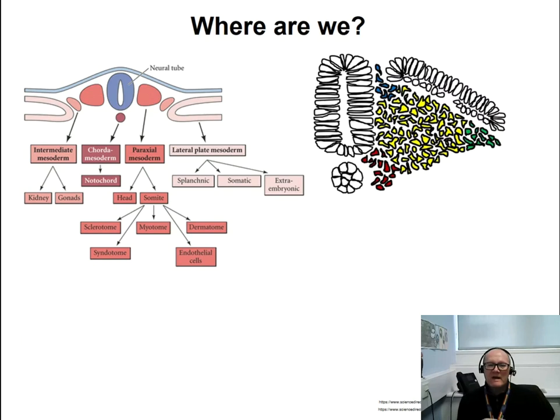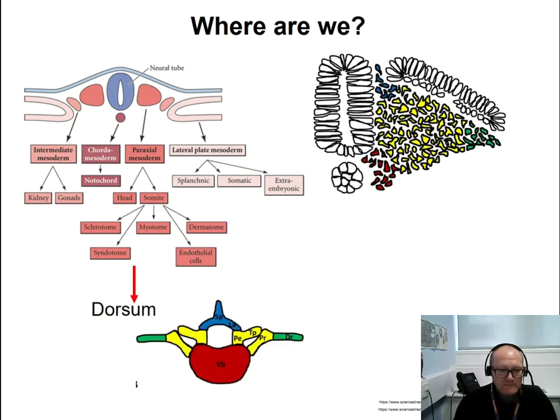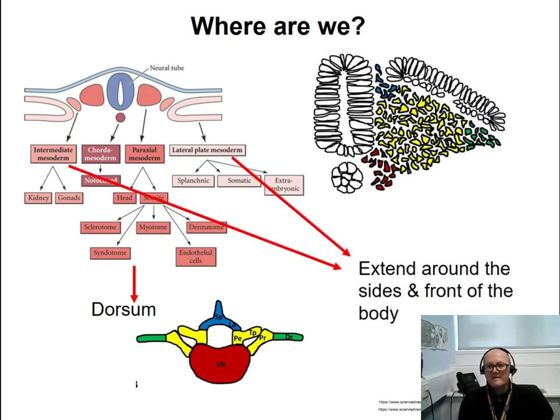Now, the somites are important because they contain cells that are responsible for the formation of the vertebrae, but also muscle and dermis of the dorsum, and are also forming the ribs. So the paraxial mesoderm is mostly responsible for the formation of the dorsum, so the back of the animal. However, the paraxial mesoderm is also responsible for the formation of most of the muscle of the body. The intermediate and lateral plate mesoderm, however, extend laterally, so to the side, and more frontally to the body.